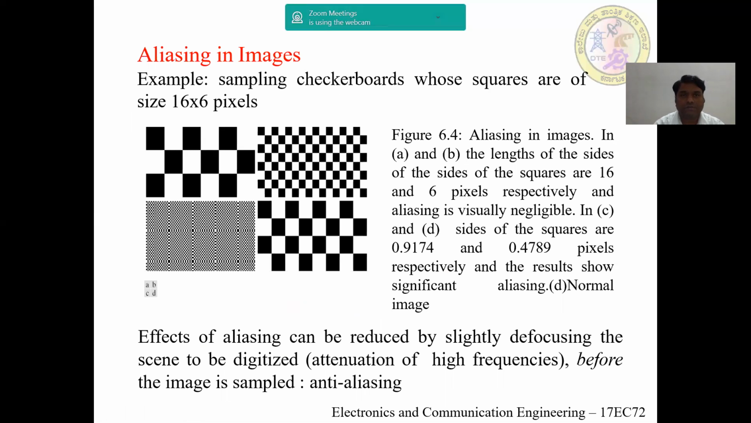Aliasing in images. Aliasing is a phenomenon in which higher frequency components take on the identity of low frequency components. To avoid aliasing, defocus the scene which is to be digitized, that is, attenuate high frequencies before the image is sampled. That is the anti-aliasing technique we have to use to minimize the aliasing effects.